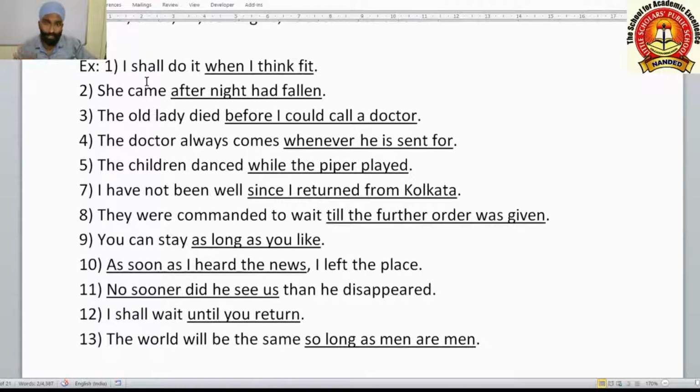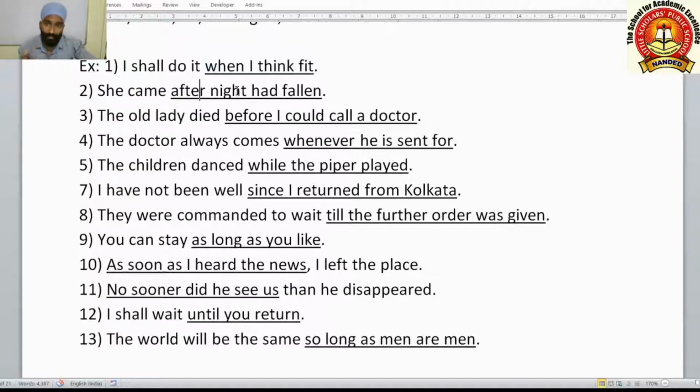Now let us understand the examples. I shall do it when I think fit. Now you can see, when I think fit, this clause is telling about the time of action. I shall do it. When shall I do it? When I think fit. That time I shall do it. This is telling the time of my doing, the time of my action.